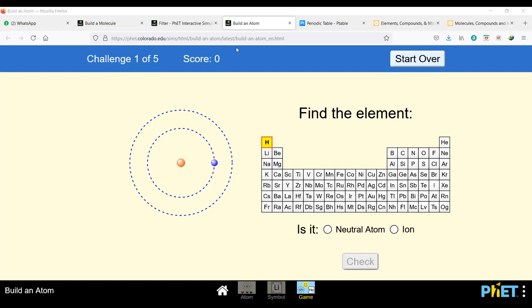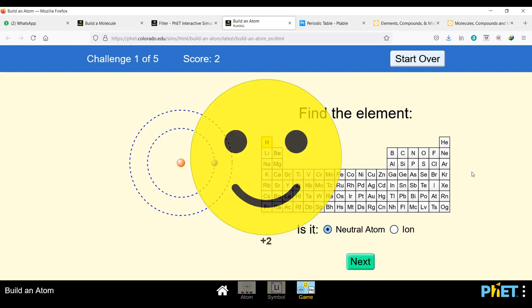Neutral. It's a neutral atom. Excellent, well done. Okay. Ali, how do you want to know if it's neutral or a negative or positive ion? Really? It's not drawing the protons. This is the proton, the red one. Oh, okay. I thought it was a neutral. Oh, no, no. They are just caring about the protons for now.